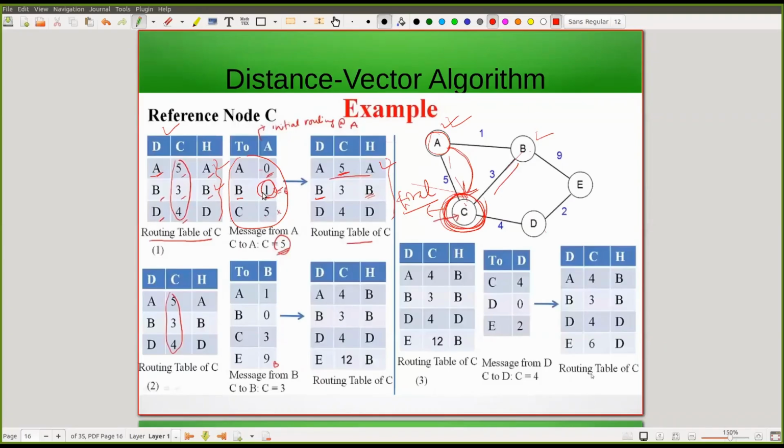So now I want to calculate. Via A, if I go to B, is there a minimum path available? Is there a least cost available? So now let's calculate. My cost is 3. His cost is now the cost of going from C to A, which is 5, plus the cost of going from A to B, which is 1. 5 plus 1 is 6, but I already know it is 3.